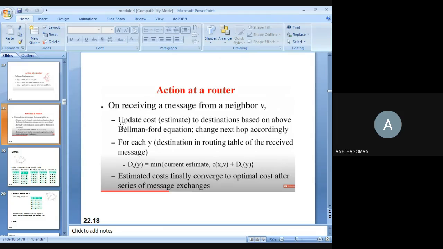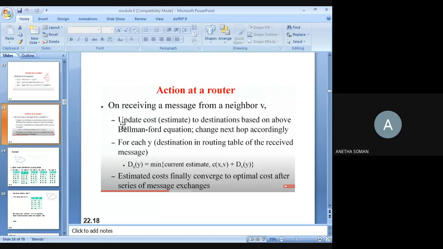Now, for each y, which is nothing but the destination in the routing table of the received message, you can find the cost by using the given equation. Dx of y will be equal to the minimum of the current estimate, comma, the cost of x comma v plus Dv of y. That is the equation for finding the estimated cost.